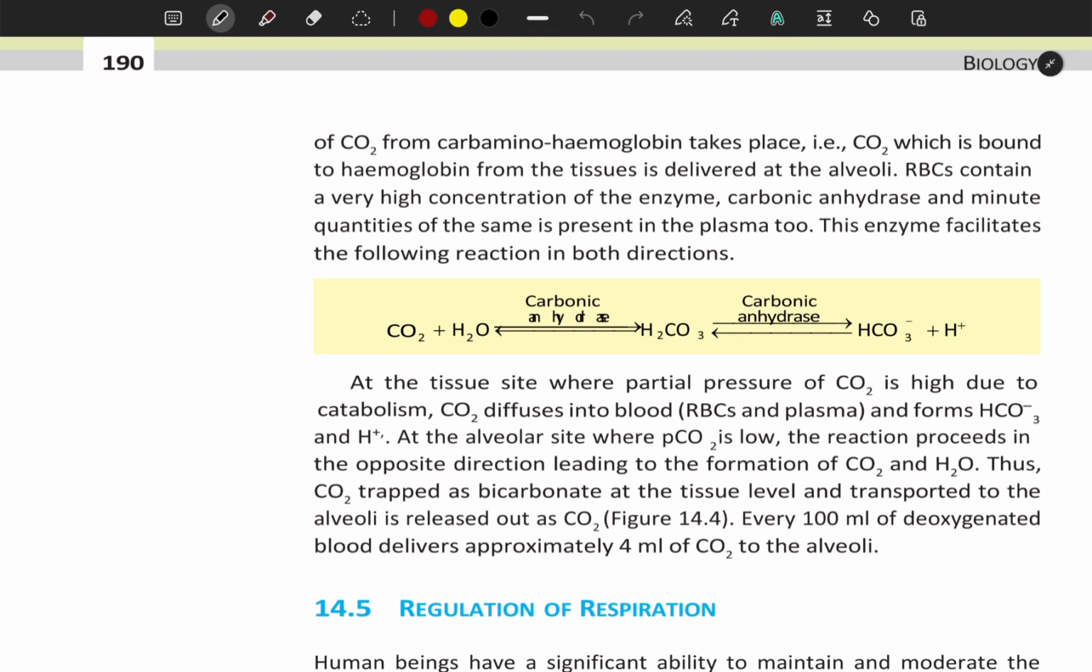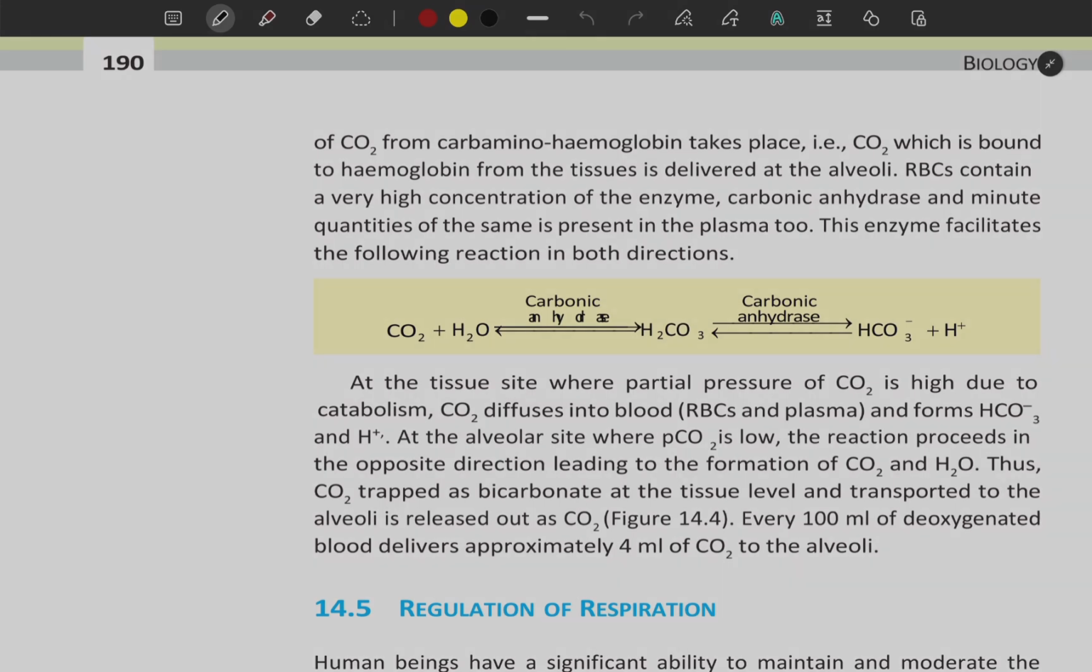At the tissue site, where partial pressure of CO2 is high due to catabolism, CO2 diffuses into blood, that is RBCs and plasma, and forms HCO3 ion and H ion. At the alveolar site, where PCO2 is low, the reaction proceeds in the opposite direction, leading to the formation of CO2 and H2O. Thus, the CO2 trapped as bicarbonate at the tissue level and transported to the alveoli is released out as CO2. Every 100 ml of deoxygenated blood delivers approximately 4 ml of CO2 to the alveoli.